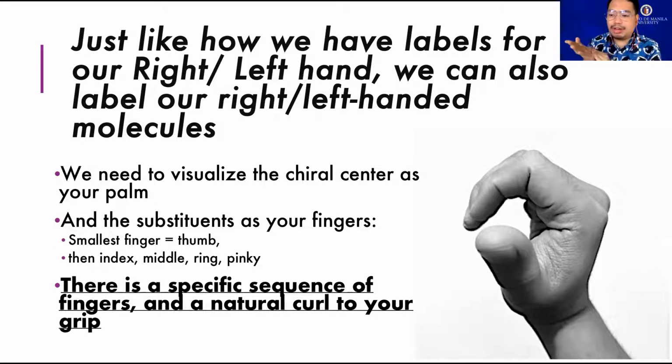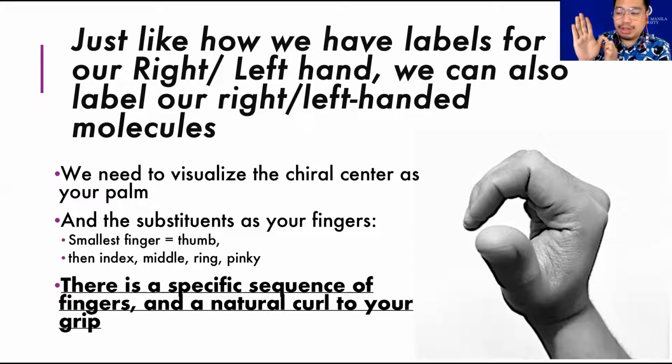I need you to look at your hand. Okay? So let's take your right hand, and you have to visualize that the chiral center of your hand is your palm. And that all the different things bonded to the central carbon, you have different groups attached to the central carbon. Those are your fingers. Your shortest finger, if you have it, is your thumb. So we can think of your thumb as being the smallest atom or molecule or whatever group attached to your central carbon. Is that clear?